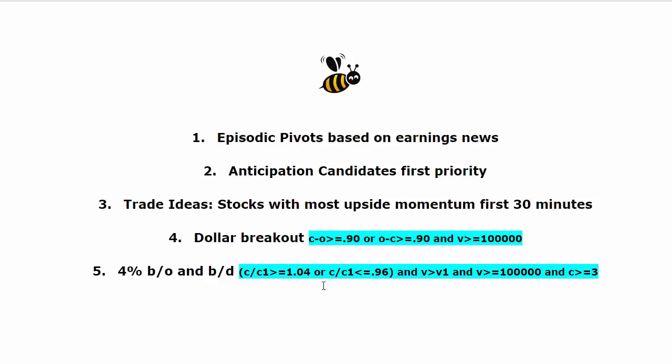Even though there are 5 processes which are running, they are concurrent in the sense that a lot of them are common. An episodic pivot candidate will also show up in the dollar record, it will also show up in the 4% record, it will also show in trade ideas, and some of the EPs are basically common candidates in all the things, or an anticipation candidate. If it breaks out with force, it will also show up in all these scans. So this is a simplified version of the process which I use.